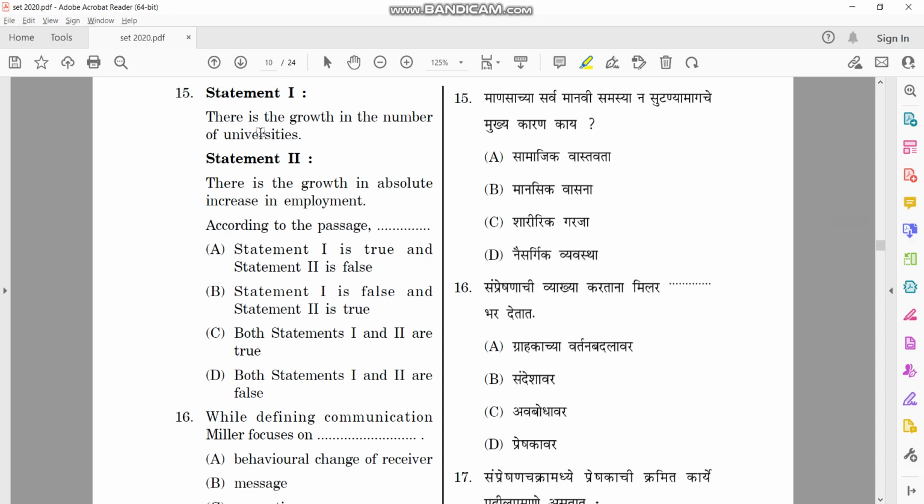statements, that is statement based questions. This type of question is asked every year in your set examination. Statement 1: there is a growth in the number of universities. Statement 2: there is a growth in the absolute increase in employment according to the passage dash. So correct logic, if the number of universities grows, the number of students will be more, and then more educated people are there, so the employment rate is going to decrease. Yes or no? So if one is true, other one will be false. So here the correct answer is statement 1 is true and statement 2 is false. अगर number of universities growth है तो employment is not going to increase, going to decrease.